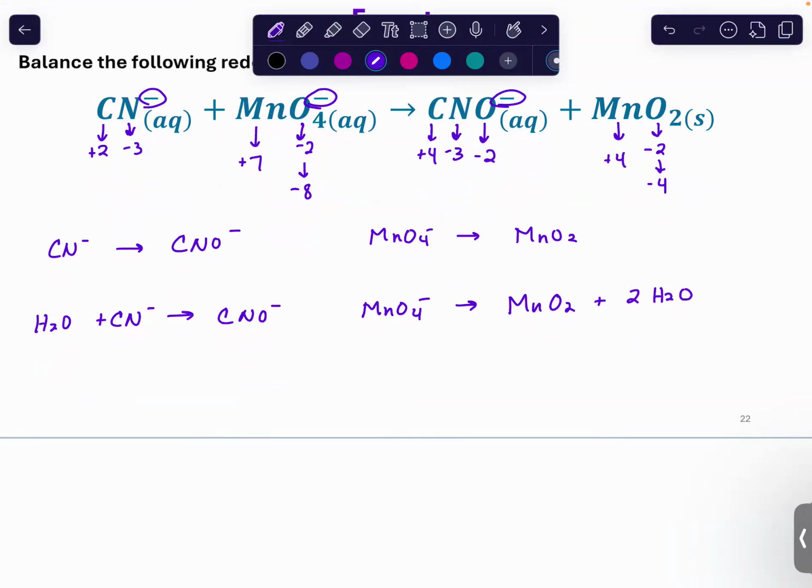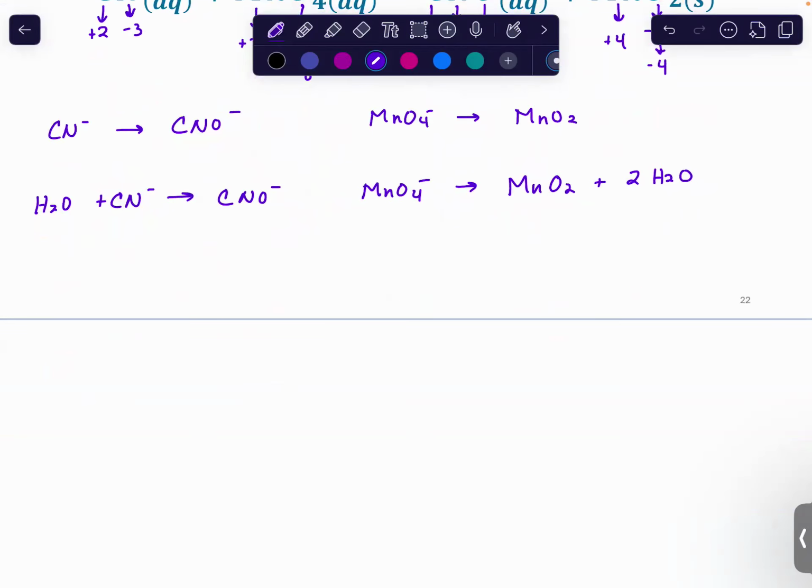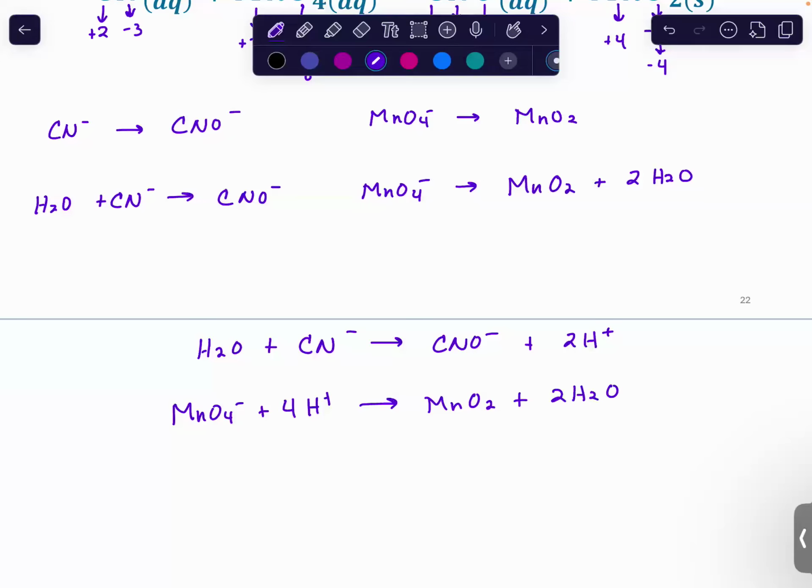Okay, so my cyanide will be my water, cyanide, CNO minus ion, and then I'm going to need 2 protons to balance out the 2 hydrogens on the left-hand side. Okay, my permanganate equation. I will need 4 protons. Put those on the left to balance the 4 hydrogens on the right.